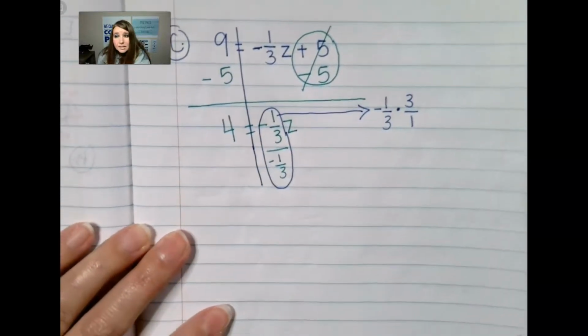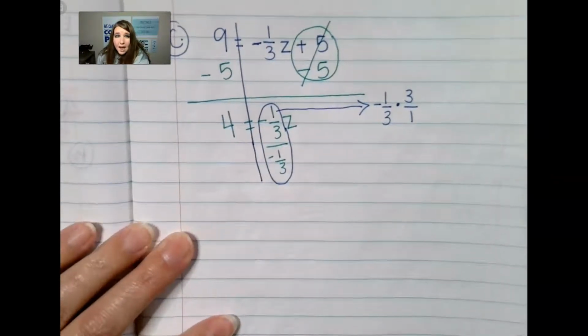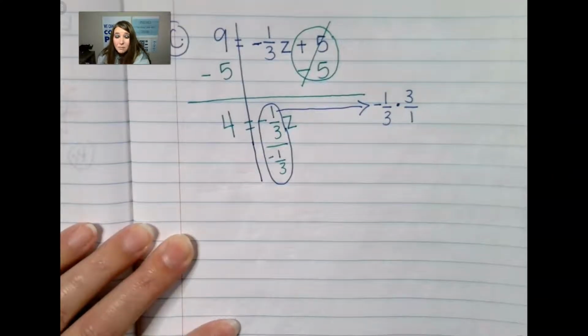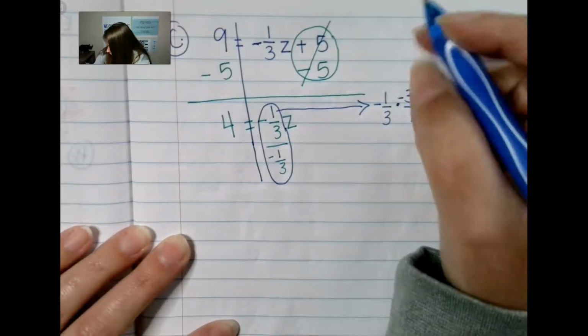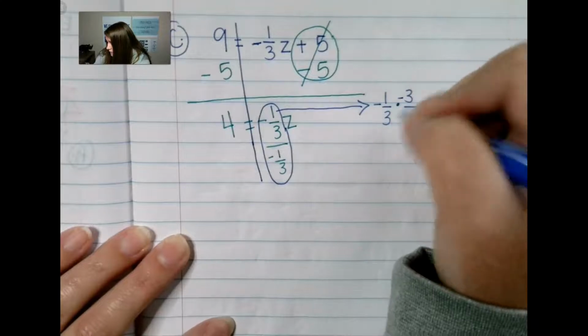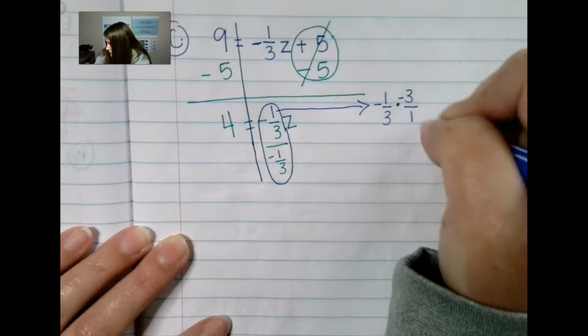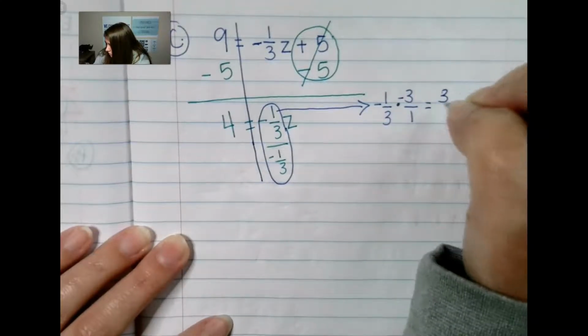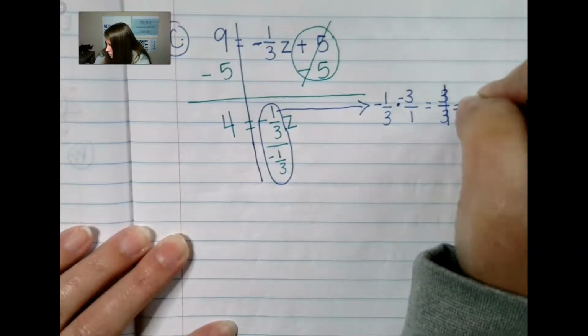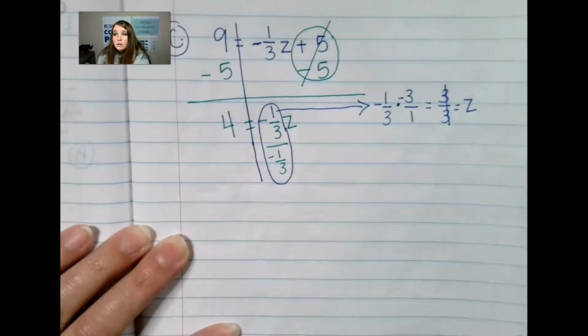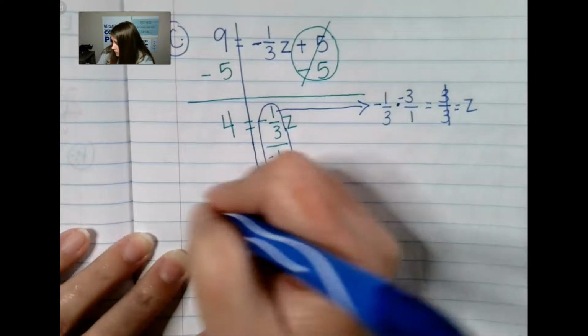I cannot isolate a variable when I have the same numbers on the top and the bottom. 1/3 does not give me 1 whole z. So I'm going to do keep, change, flip. And now I have a negative times a negative, which gives me 3/3, which also equals 1 whole z. Okay, so now I have 1 z all by itself.